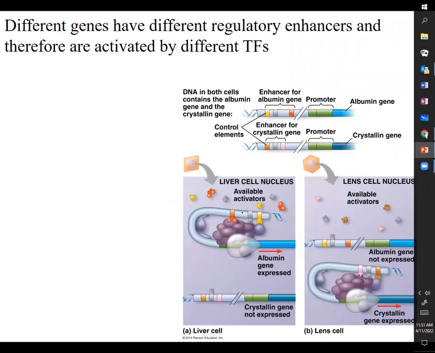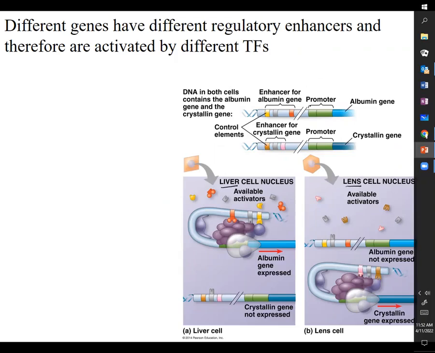Now here, let's imagine we've got a liver cell and we've got a lens of your eye cell. So these cells do very, very different things, right? They do very different things in your cellular physiology. But the genes that are in each of these cells are exactly the same. So how do they do their different things? Because it's the proteins that do stuff. So how do you get different protein expression?